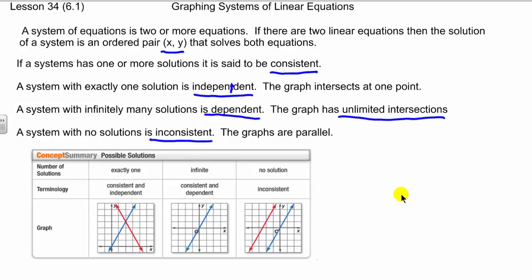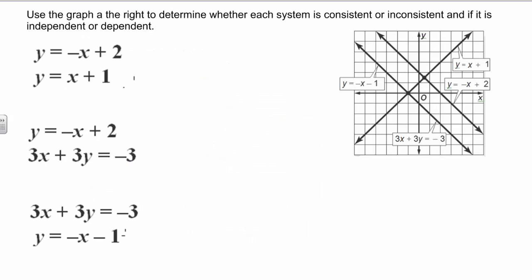So if we take a look at all these possible linear pictures, we've got exactly one solution, so that's consistent and independent, and it's intersecting at one point. If we have infinitely many solutions, then typically what happens is one graph is graphed directly over another, so there are infinitely many solutions, and we call that consistent and dependent. Lastly, no solution: no intersections, and parallel lines will exist. So let's take a look here.